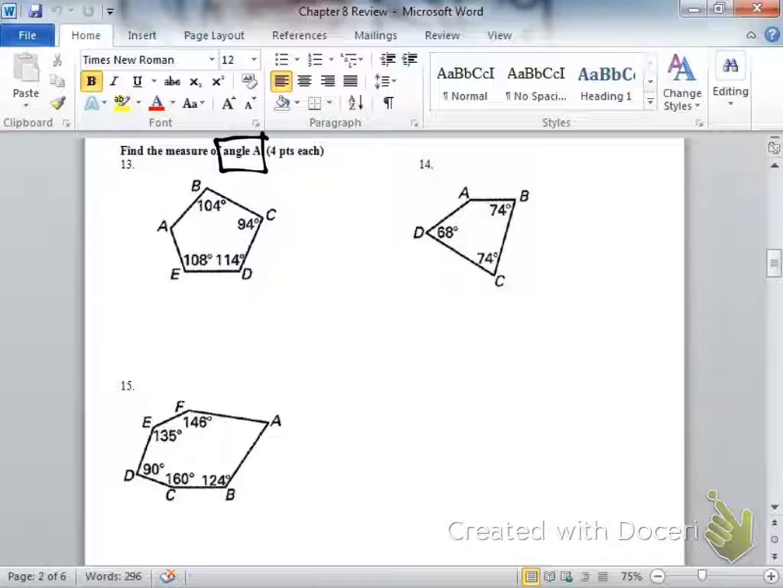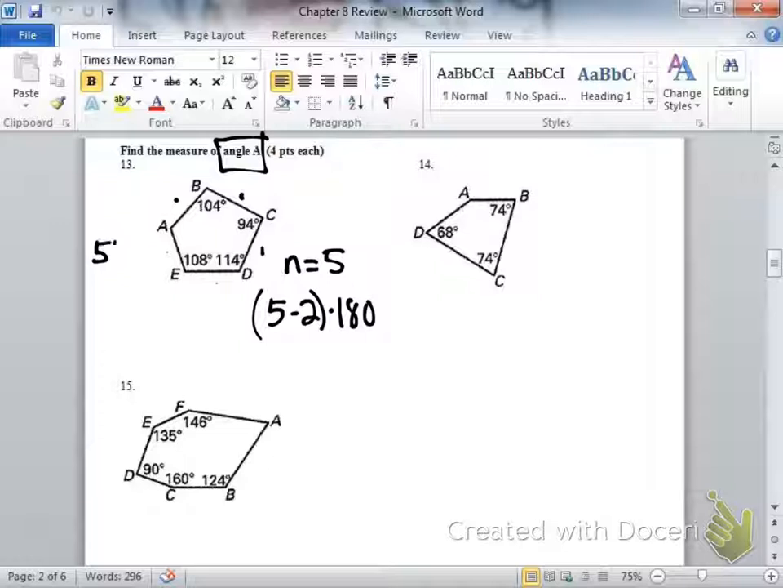So in the first one, in this section, number 13, we have 1, 2, 3, 4, 5 sides. If it has 5 sides, the total degree measure is 540. So I'm going to start with 540. I'm going to take away the angles that I know. That will leave me with the one angle that I don't know.